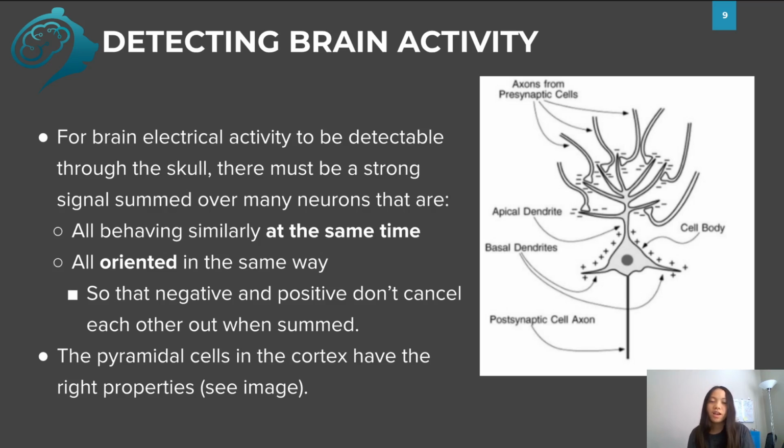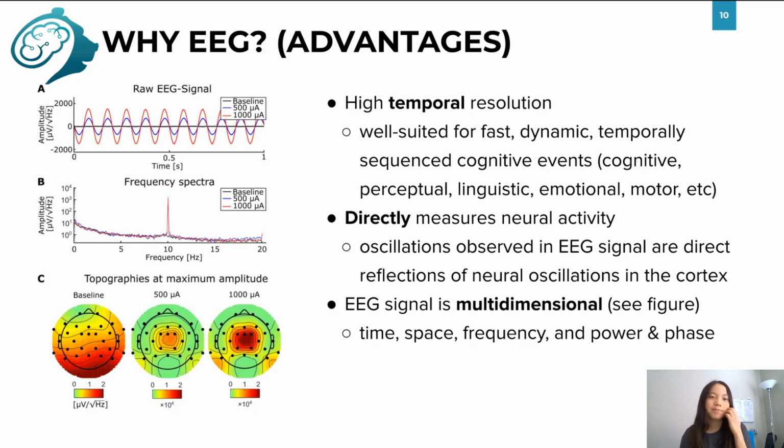If these two properties aren't met, the charges cancel each other out, and so the electrical activity isn't detected. The pyramidal neuron in the cortex, which is shown here, is a great example for satisfying these properties. All right.